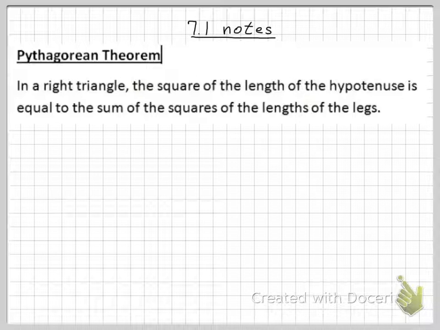He also says it's the sum of the square roots, but it's not the square roots, it's the sum of the squares. And I think he also says it's the sum of the square roots of any two sides, but it's not any two sides. It has to be the sum of the squares of the lengths of the legs, and then that will equal the square of the length of the hypotenuse.